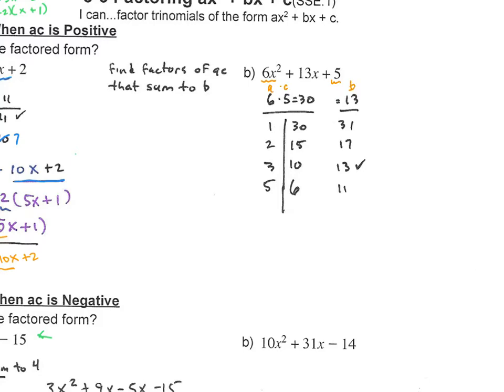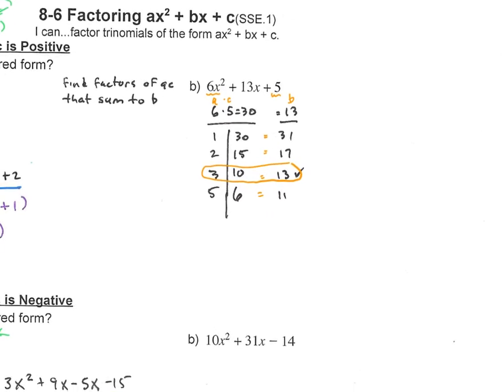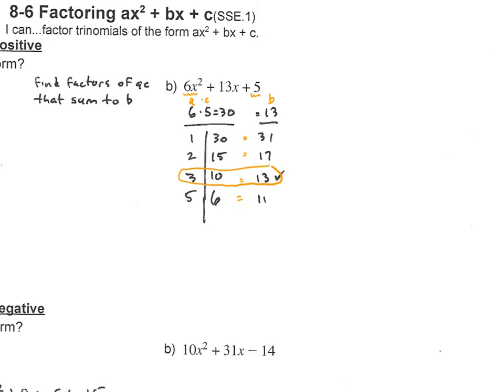So 6 times 5 is 30, so my factors of 30 would be 1 times 30, 2 times 15, 3 times 10, 5 times 6. And then we see our summations over here to the right. So we were looking for 13, so we know that we are going to separate 13x into 3x and 10x. So when I go to rewrite this, I have 6x squared plus 3x plus 10x plus 5.